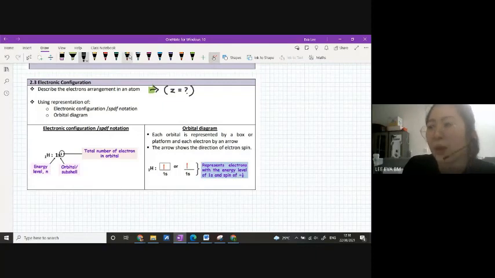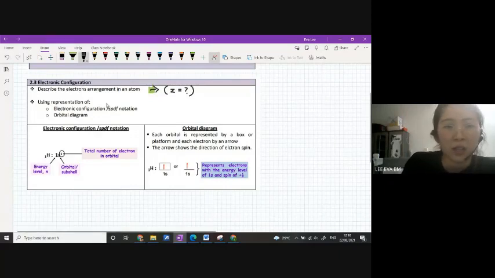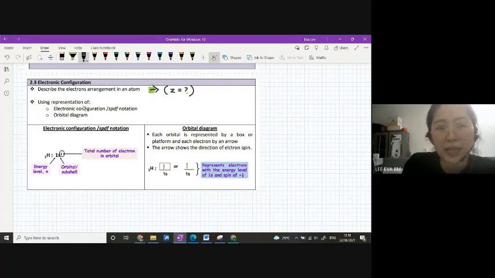Because from the proton number, you know how many electrons there are. So we need to know the number of electrons to construct the electronic configuration. Then the proton number, you can get it from the periodic table. So using representations of electronic configurations, SPDF notation, or using orbital diagrams, both are the same thing, okay?